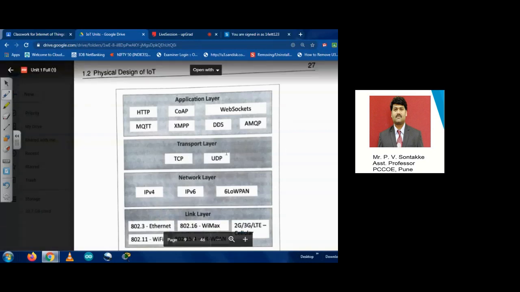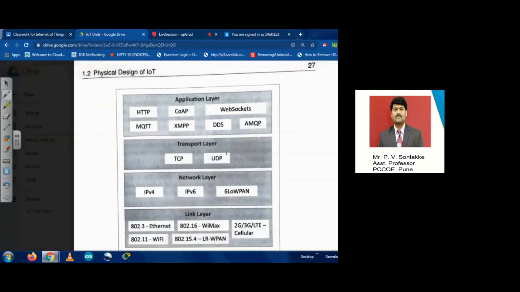But in UDP, there are no such phases. Simply the data is broadcasted. It's connectionless. It cannot establish the session, and it cannot terminate the session. Directly the data will be broadcasted. So that is why UDP is faster than TCP. We don't bother about the acknowledgements. In UDP, you never get an acknowledgement.